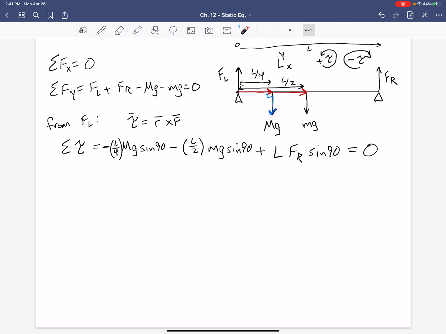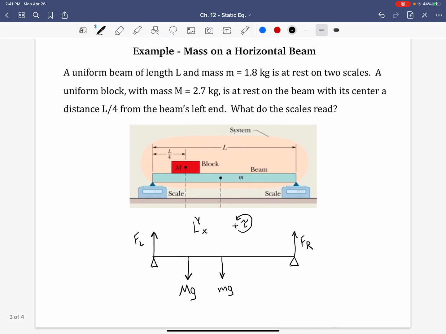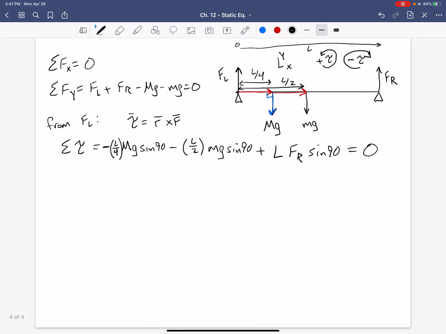All right, so we have all three of our second law equations. We have 1, 2, and 3. Really we have 2, but all 3, okay? So what do we want to find? Probably should have mentioned that. What do the scales read? Right here, which basically means what are FL and FR? Well, let's see. In the y direction, we have both of those unknowns. In the torque equation, hey, look at that. We can cancel out the magnitude of L, and Fr is the only force in that equation. So we could just go ahead and solve for Fr straight away.